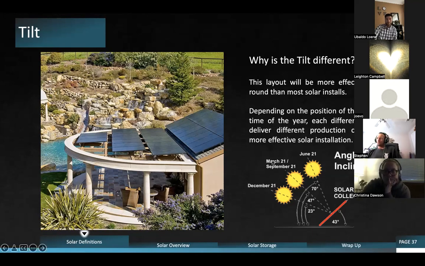So we have all these factors that we put into place when we build these proposals. From March and September, we're at like 47 degrees and we'll get all that sunlight. And then at June 21st, when the sun's highest, we're looking at 70 degrees all the way up, which puts us at roughly a 43 degree average throughout the year when we're trying to figure this stuff out. So depending on the position of the sun and the time of the year, each different tilt will deliver different production, creating a more effective solar installation.